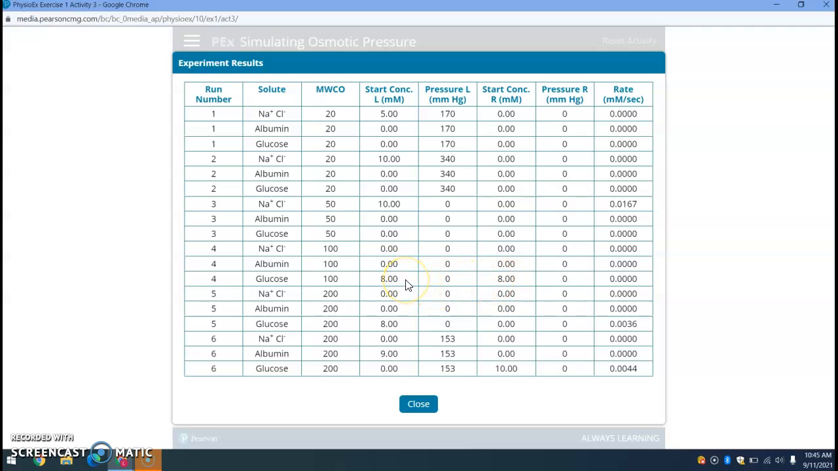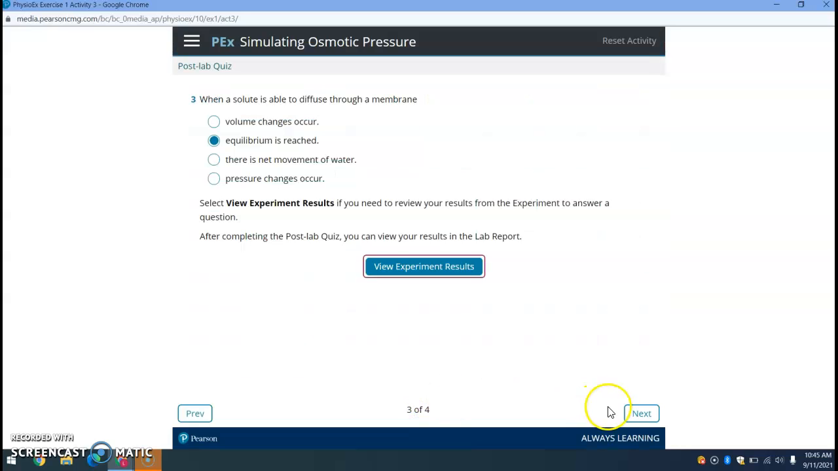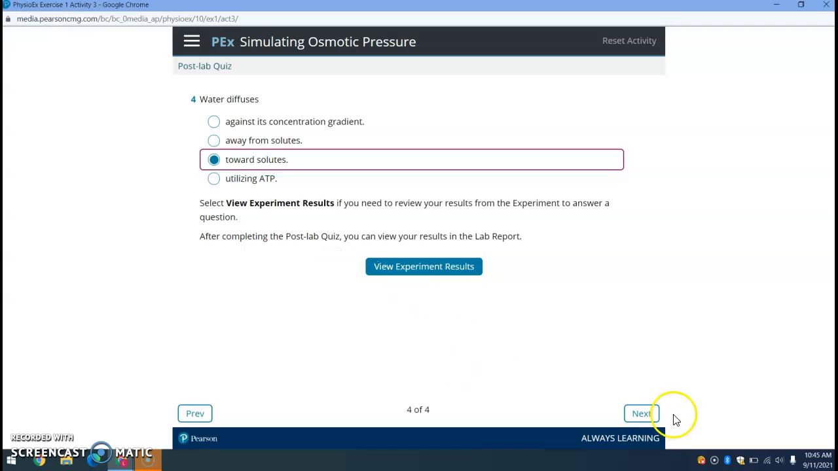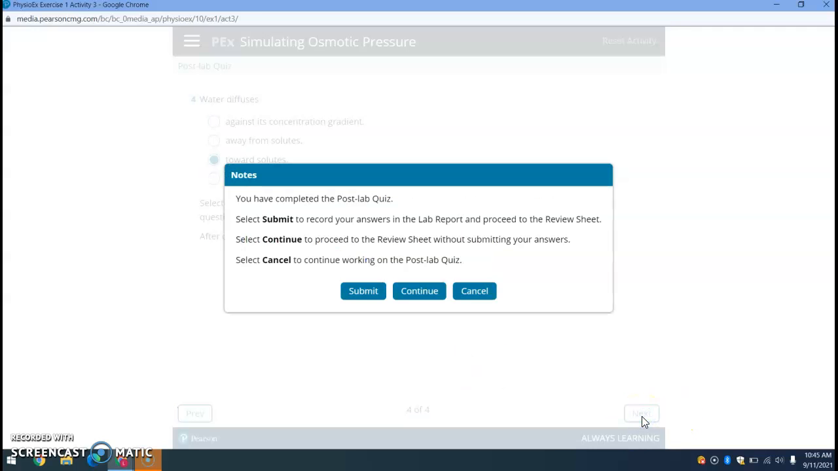I'm sorry, we started with 8 in the left. And, okay, where's the one where we start? It's not showing you the ending concentration, but remember we started with 8 in the left on one of them, and then it ended up with 4 millimoles of glucose on the left and 4 on the right, and no pressure change. I think that was this one here. And that's because the glucose could move until equilibrium was reached, until the concentration was the same. All right, water diffuses toward solutes. Always remember that. It diffuses toward the higher concentration.